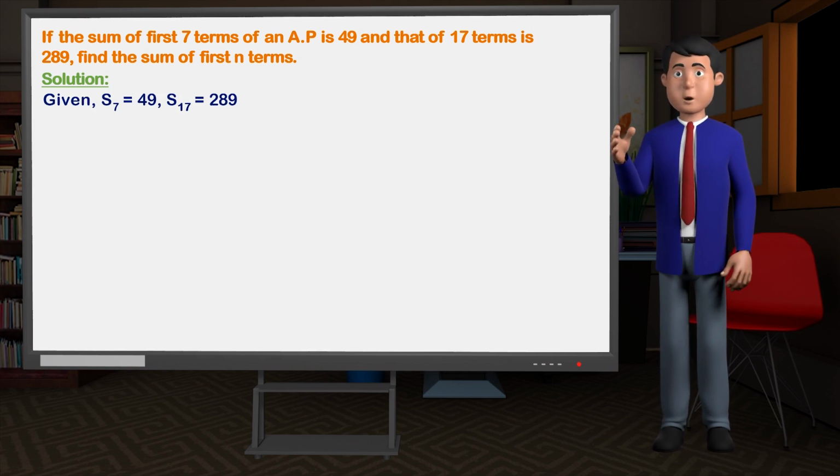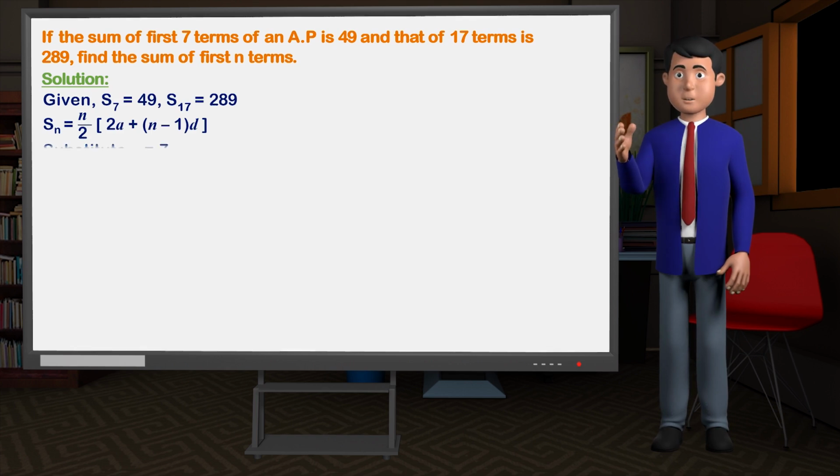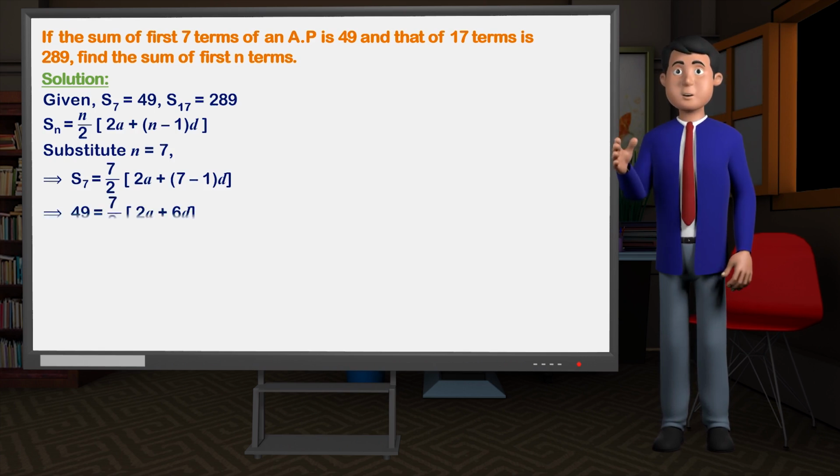We know that sum of n terms Sn is equal to n by 2 into 2a plus n minus 1 into d. Substitute n is equal to 7, which implies S7 is equal to 7 by 2 into 2a plus 7 minus 1 into d, which implies 49 is equal to 7 by 2 into 2a plus 6d.